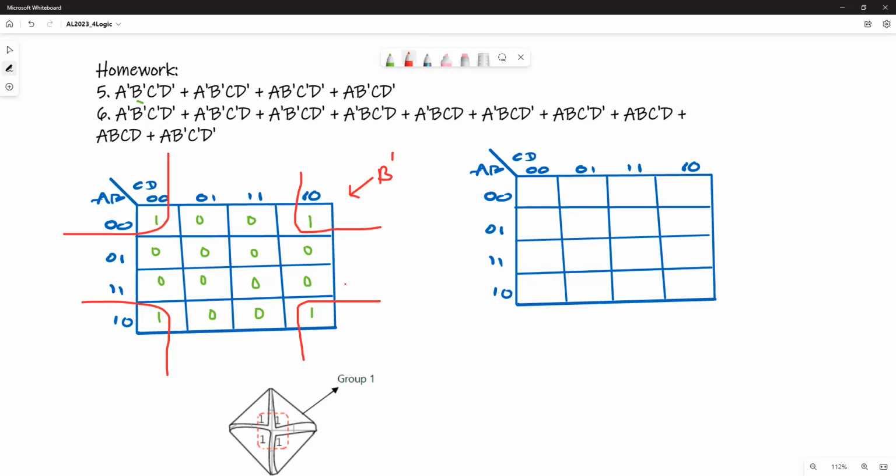And then from this side, we have C dash, D dash. And then here we have C, D dash. Then it should be B dash, D dash, or B bar, D bar, right? Although I put dashes, in other words, we will get B bar, D bar.